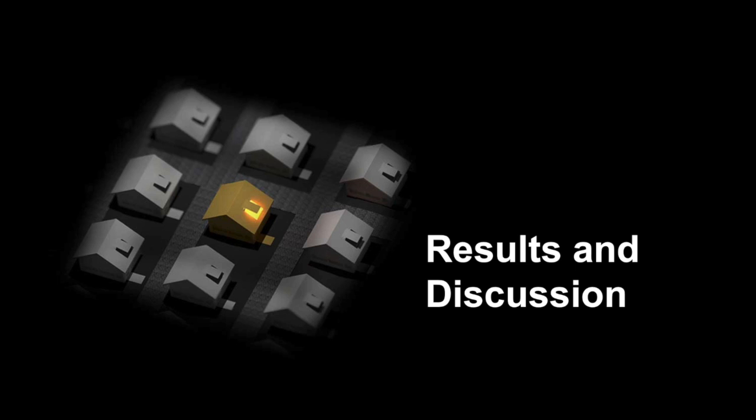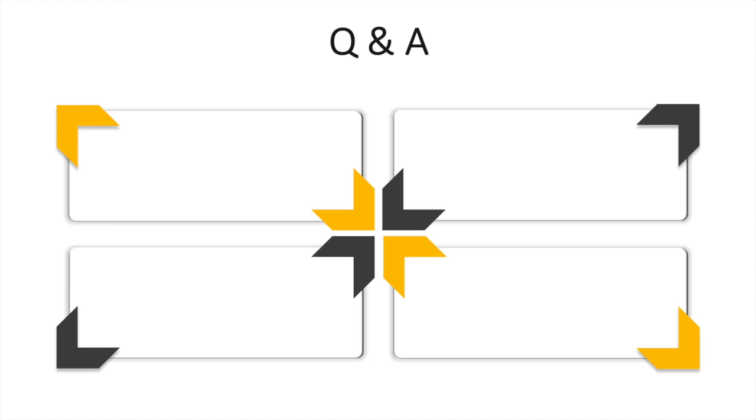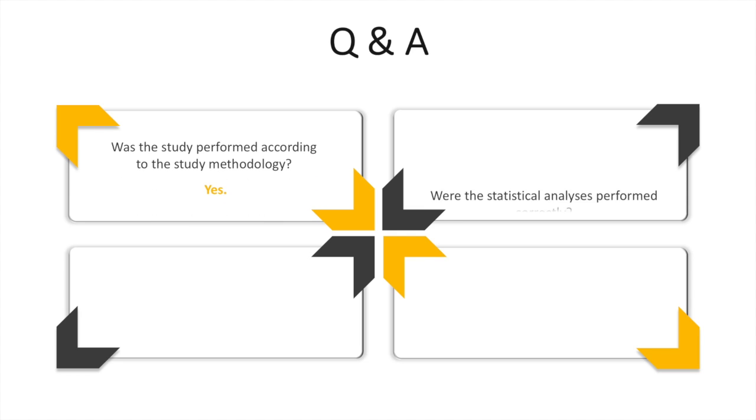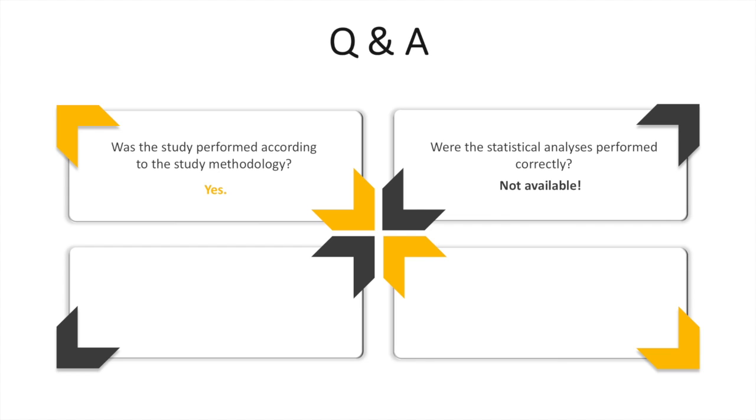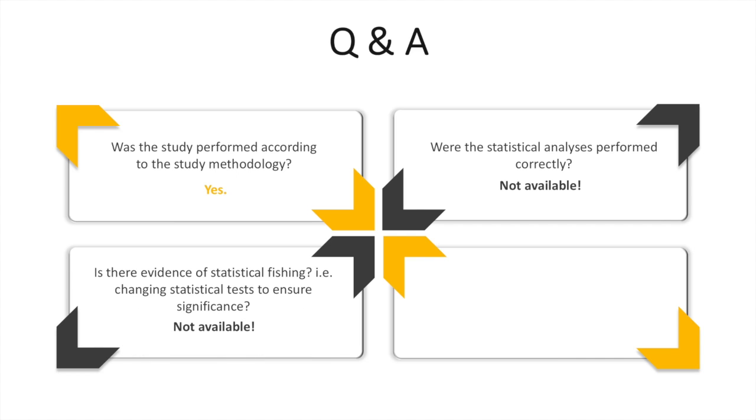Lastly, we will be appraising the results and the discussion. So I put this part as a Q&A section. Was the study performed according to the study methodology? Yes, as we mentioned before. Were the statistical analysis performed correctly? We didn't have any statistical analysis. Is there evidence of statistical fishing, like changing statistical tests to ensure significance? Again, we didn't have statistical analysis to begin with to see whether or not they were fishing.